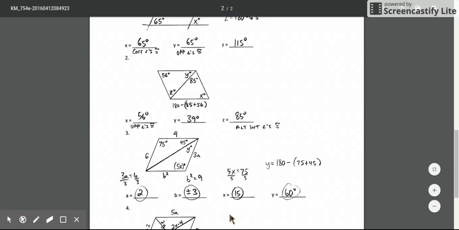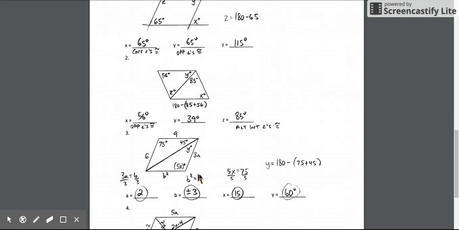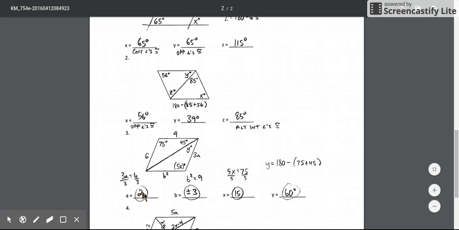On to example 3. To solve for a, use the property that opposite sides are congruent. So 3a must equal 6. 3 times what is 6? Well, a must be 2.